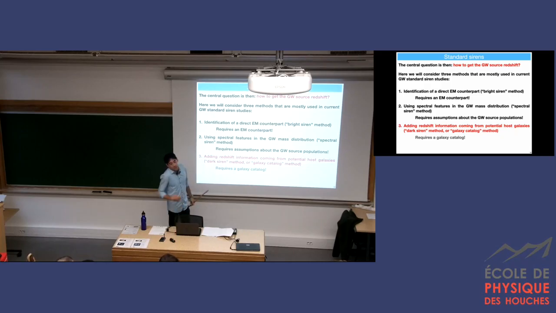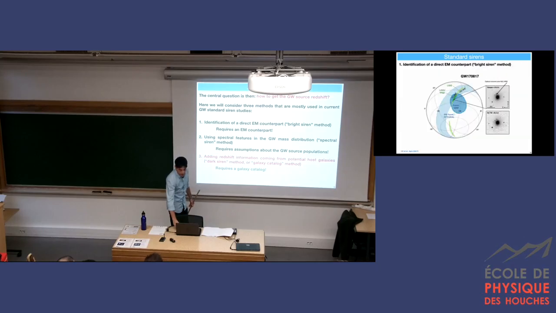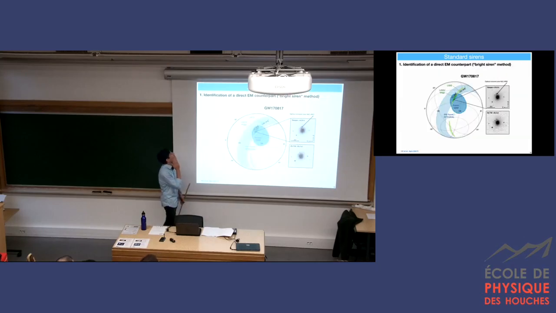Number 1, I mean, it's also a statistical method, but in some sense it really relies on the observation of one electromagnetic counterpart. Then, of course, there are statistical uncertainties that you have to put inside the estimation of H0, but I would say the analysis in principle is easier. Okay, so let me start then with the first method. So the first method is the identification of an electromagnetic counterpart, right?